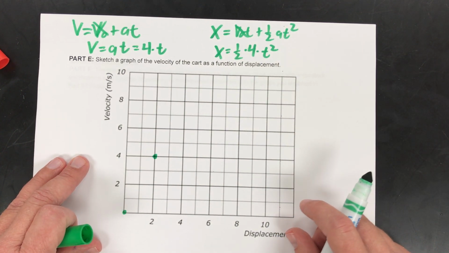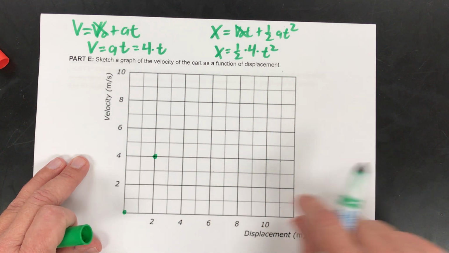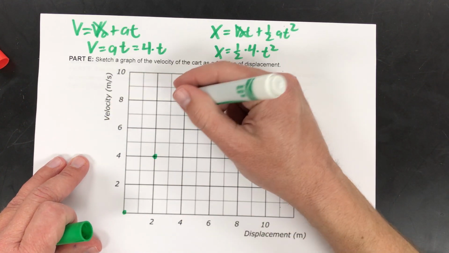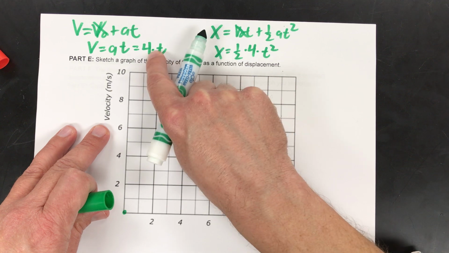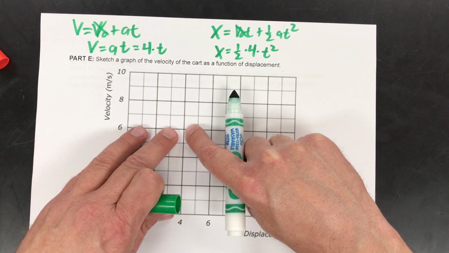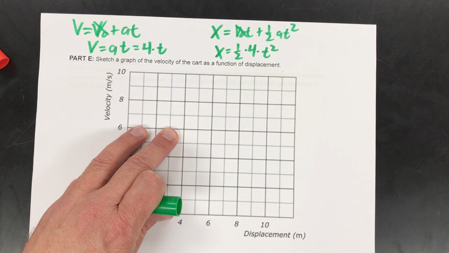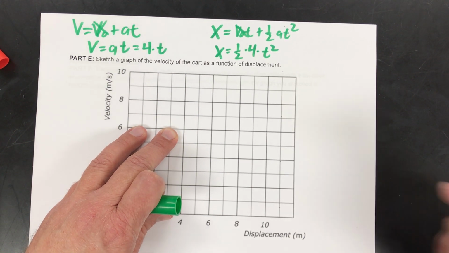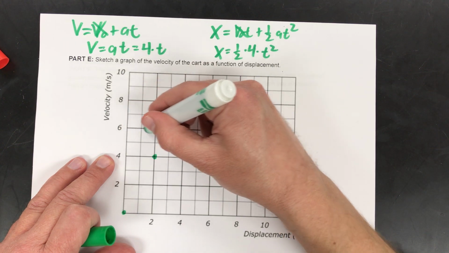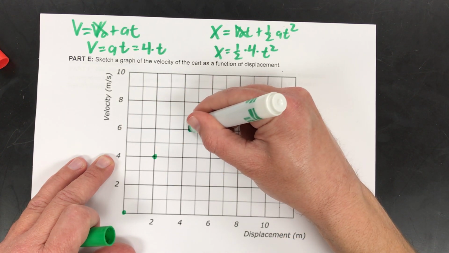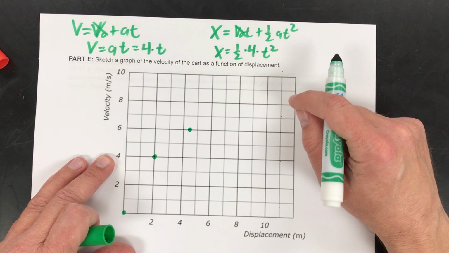You can plug in now 1.5 seconds. If you plug in 1.5 seconds, then 1.5 times 4 is 6, so we'll get 6 as our velocity. But put 1.5 in there and square it, and then multiply that by 4 and then by 1/2, and you will get 4.5. So when we are going 6 meters per second, we are 4.5 meters away.